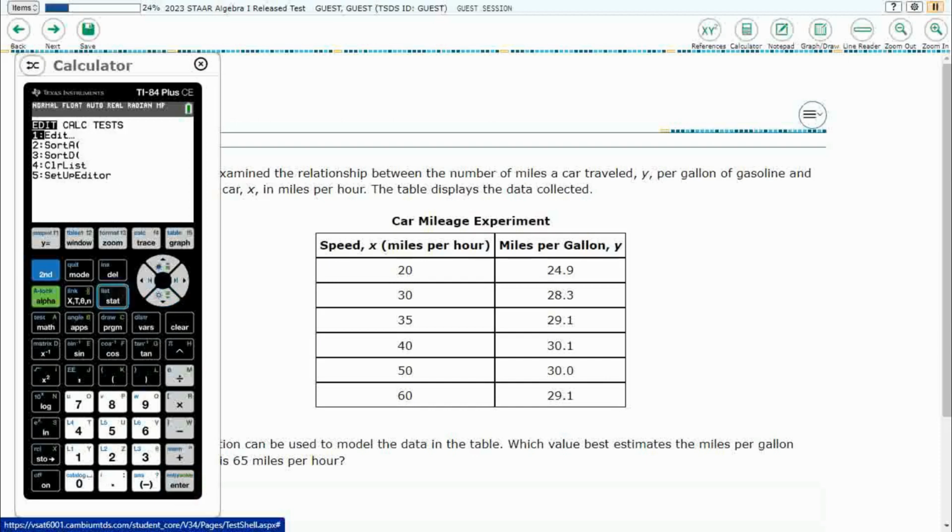So what we do is we hit our stat button. We're going to edit our list 1 and our list 2. So our L1 is just going to be our x coordinates: 20, 30, 35, 40, 50, and then 60.